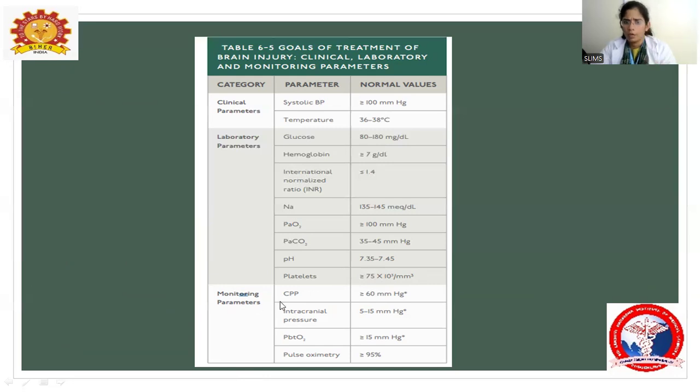So what are the monitoring parameters? CPP, cerebral perfusion pressure, should be more than or equal to 60 millimeter of mercury. ICP should be between 5 to 15 millimeter of mercury. So what is the normal intracranial pressure? That is 10 millimeter of mercury, right? So we should not allow the ICP to rise above 15 millimeter of mercury. Then BBTO2 should be more than or equal to 15 millimeter of mercury. And always remember the pulse oximetry saturation should be more than or equal to 95%. Okay.